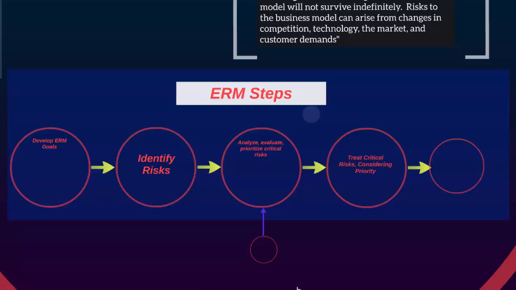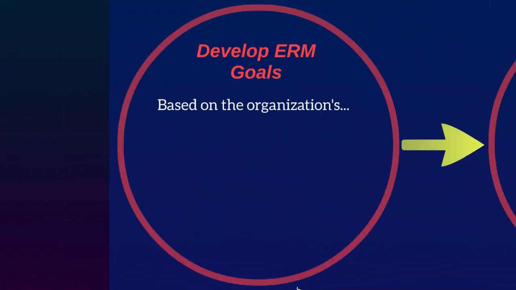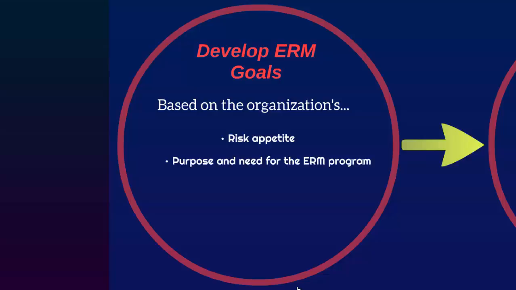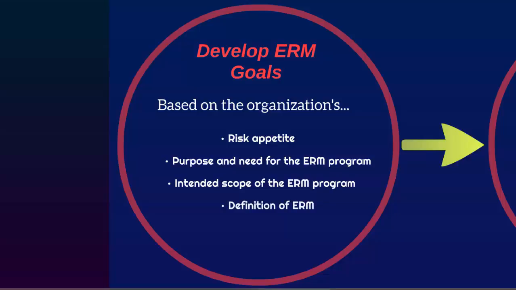You treat critical risks considering the order of their priority, and last, monitoring critical risks. Let's look at each of these more closely. To develop the enterprise risk management goals, you must base them on the organization's risk appetite, purpose and need for an enterprise risk management program, the intended scope of the enterprise risk management program, and a definition of ERM.